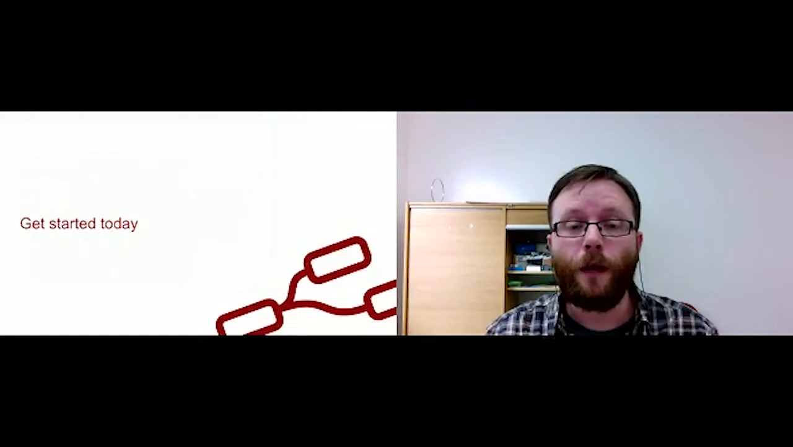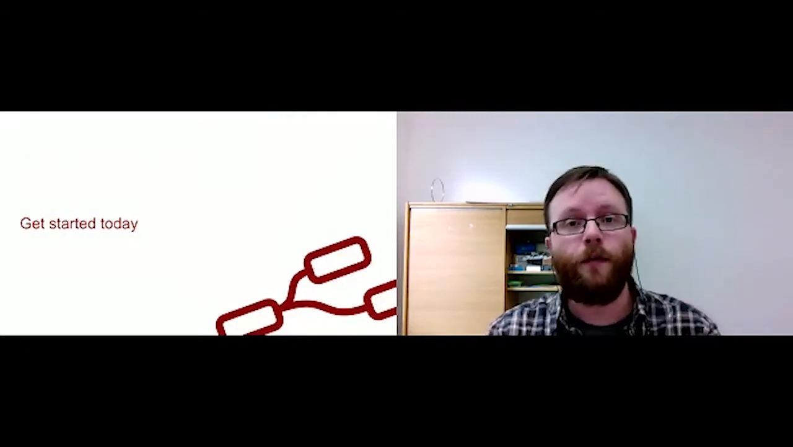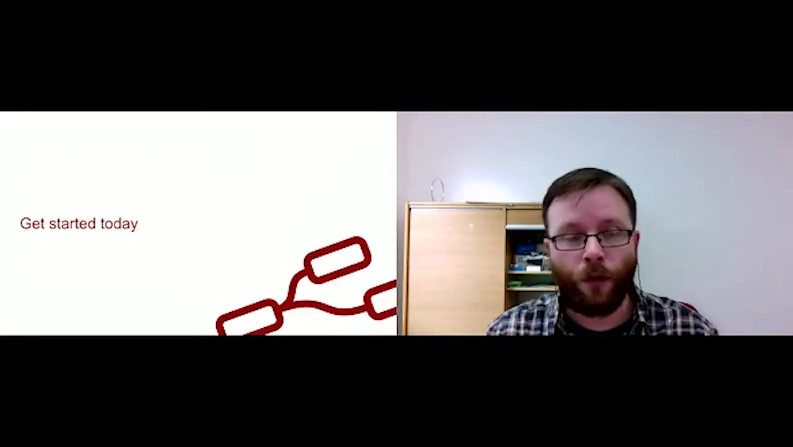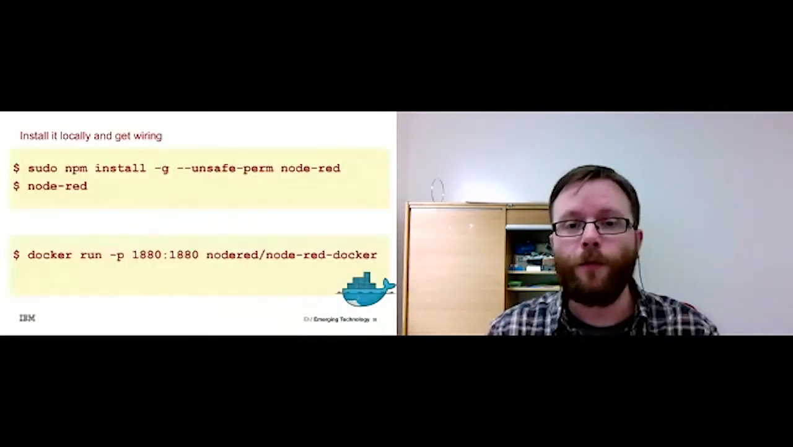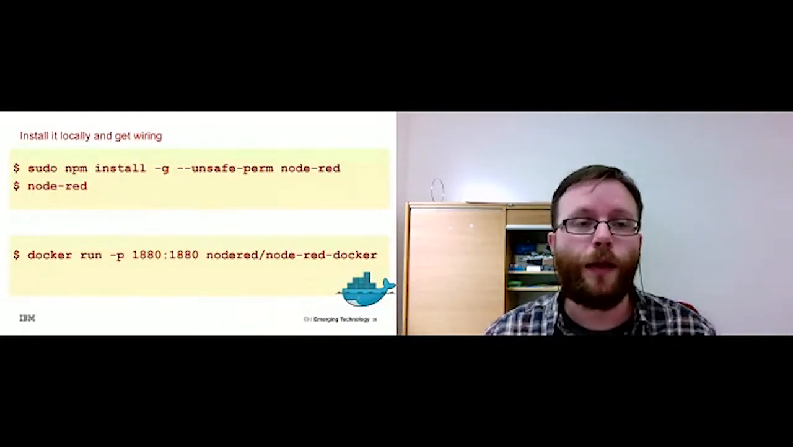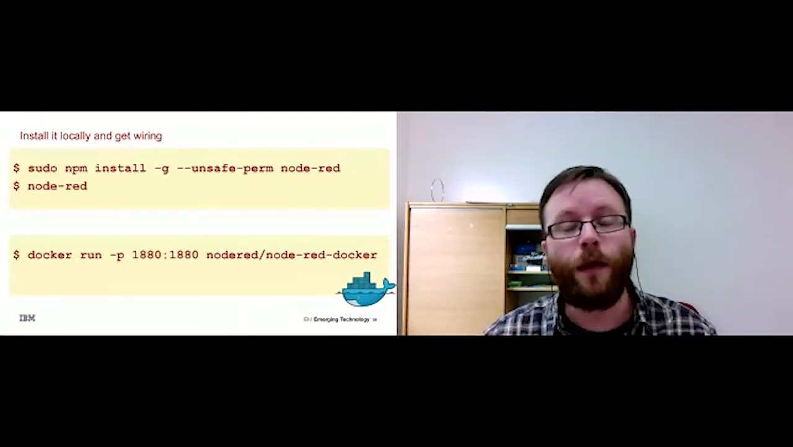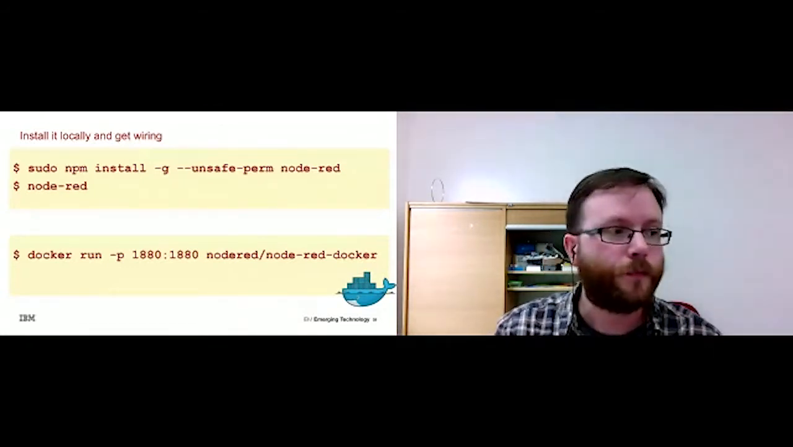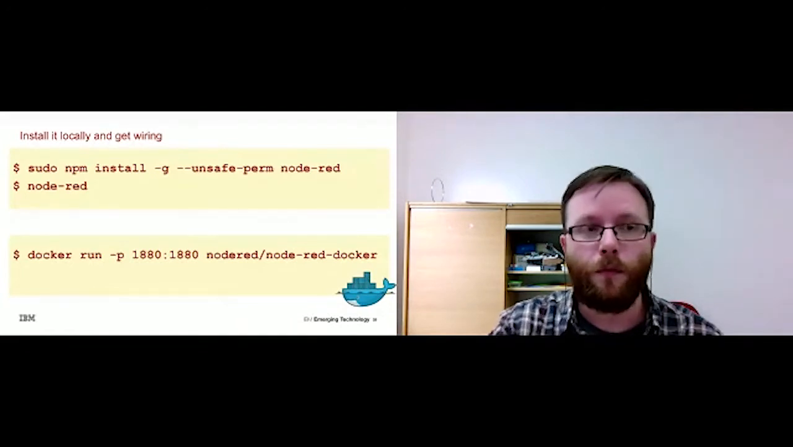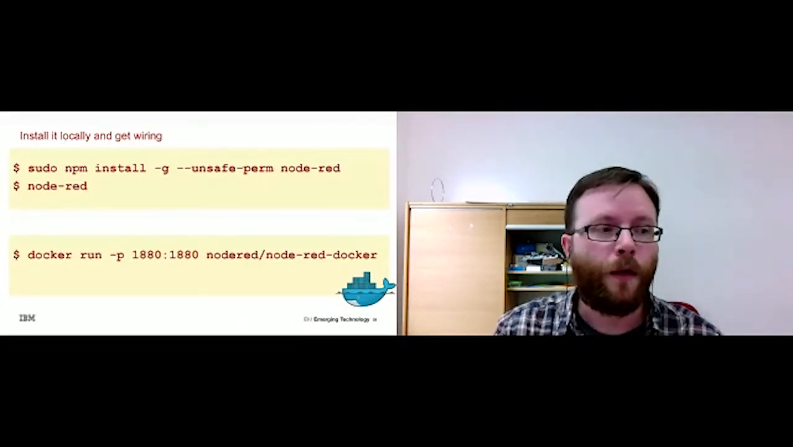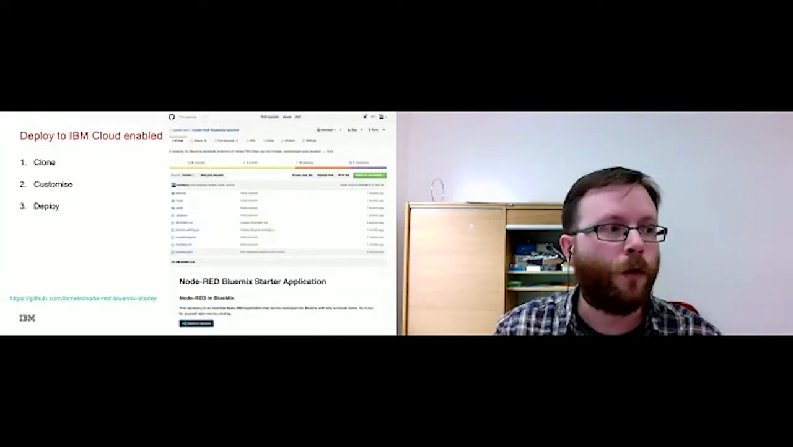So if you're interested and want to play more with Node-RED, as I say, it is an open source project. It's there in Bluemix. It's there on the Raspberry Pi. If you have Node.js installed locally, you can npm install it today and start using it. If you're a Docker user, then we publish Docker containers. And as I say, they're also available to work with the IBM Cloud.